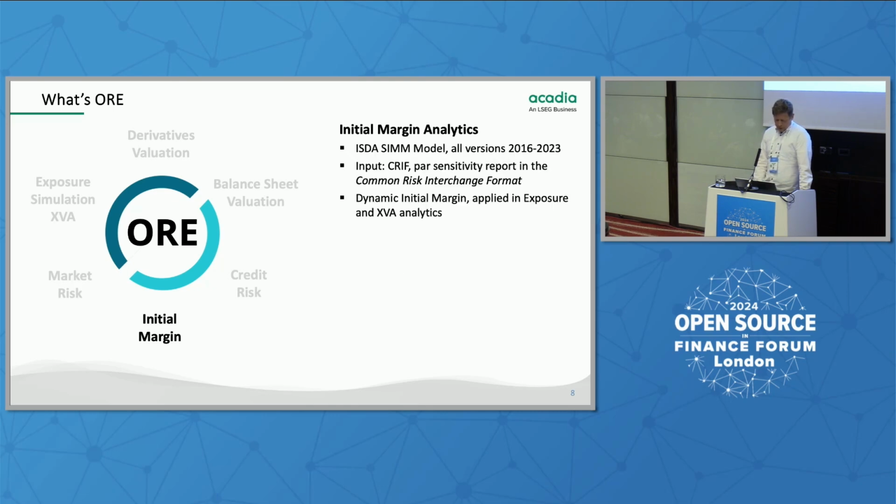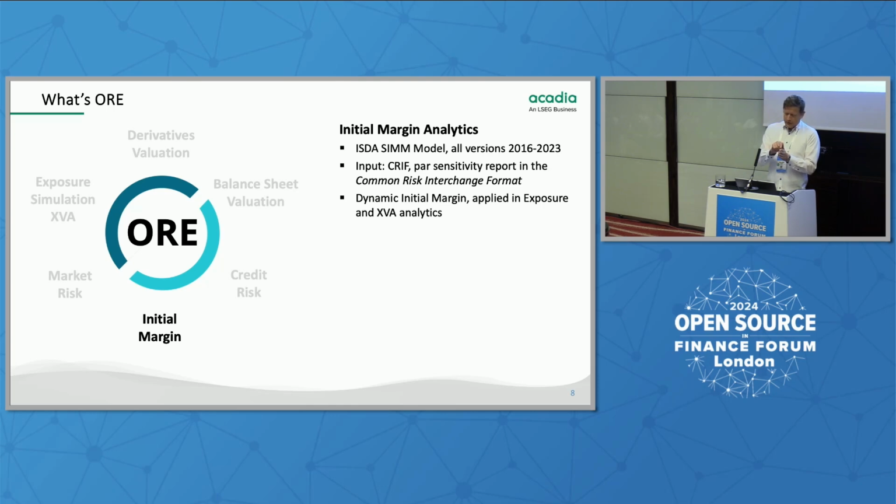Yeah, initial margin. Not too much to say. We have the ISDA SIM model, as I said. All the versions that were published since 2016. You can input a CRIF file. So what I'm saying here is you can really calculate SIM yourself if you have a CRIF file. You can also calculate all the par sensitivities that you need. What you cannot do is the bridge between that. That's our secret sauce. I mean, we need to make some money.